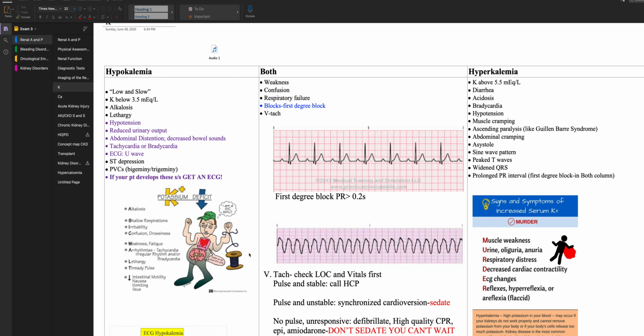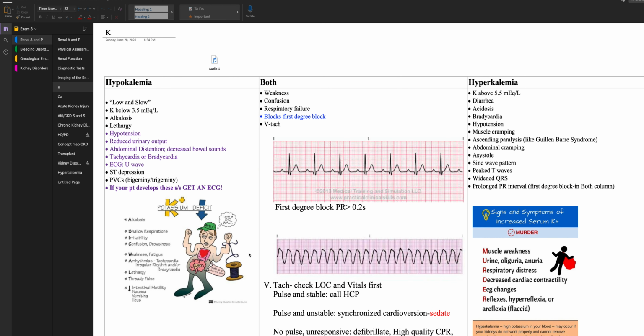Okay, so remember with VTAC, you're going to check your LOC and vitals first. If they have a pulse and they're stable, you call the provider. If they have a pulse and are unstable, you're going to do synchronized cardioversion. And if no pulse, unresponsive, you need to defibrillate. Okay, those are the nursing interventions for that.